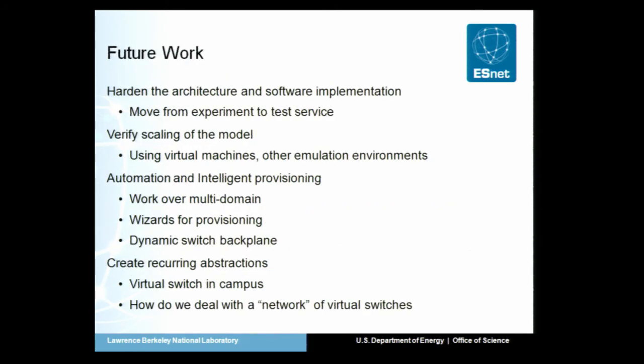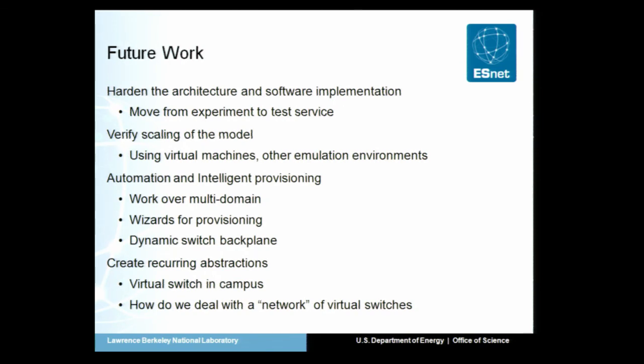Now, in case you wanted to deploy it in your network tomorrow, and I can see the excitement in the room, just kidding. In case you are interested in this, this is still early days. There is a lot of future work to be done. We still need to harden the architecture and the software implementation to move it from an experiment to a test service. And we hope to have the test service running in ESnet.